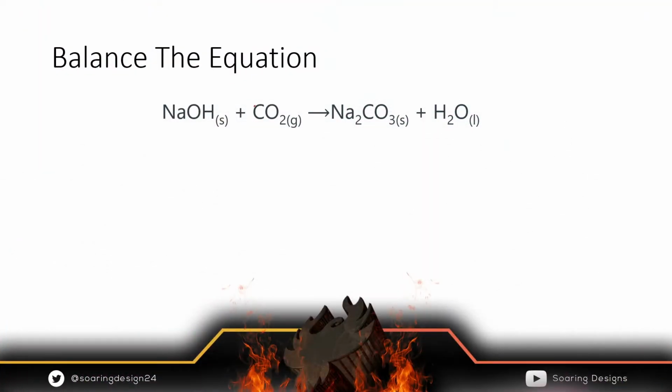Hello, it's Gabe Platty, and today we're going to be looking at this equation and figuring out how much product we get with 20 grams of sodium hydroxide. So first we want to start by balancing this equation.